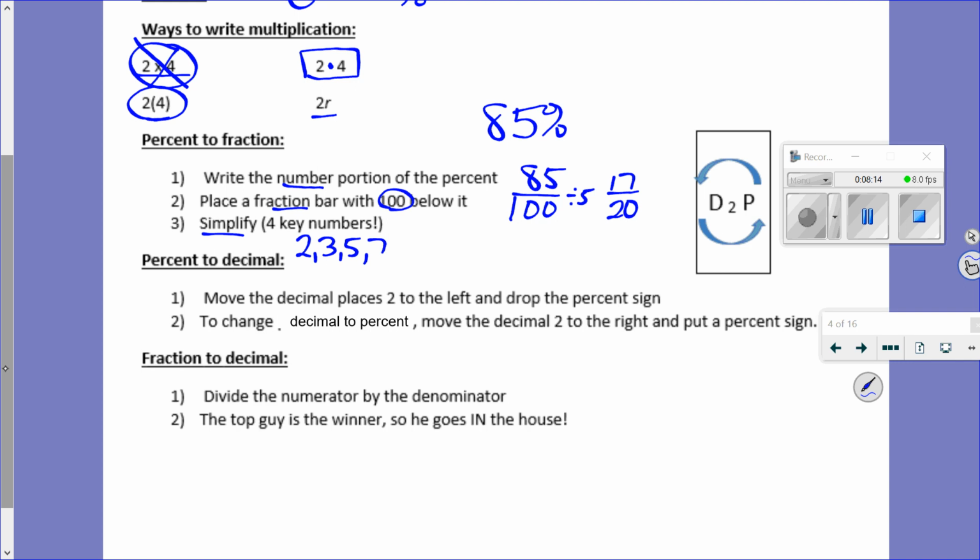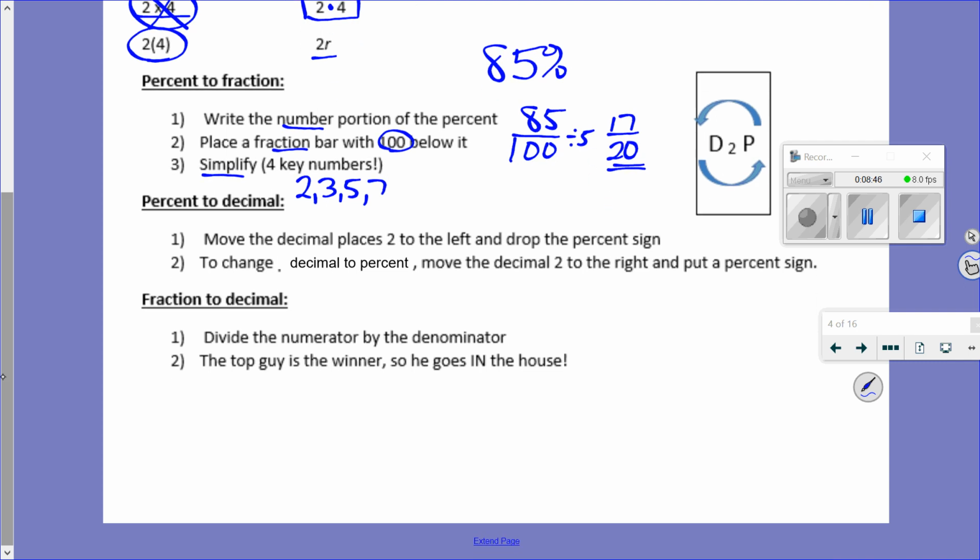Then I check again. Can I divide them both by 2? By 3? No. By 5? By 7? No. If I say no 4 times, guys, it's in simplest form. That is the beauty of the 4 key numbers. It tells you once you're in simplest form. When you say no 4 times, you're done. There are a couple exceptions, but that's where your second factor comes in. So if I said yes to 2 and yes to 3, I need to check my second factor, but that's very rare.